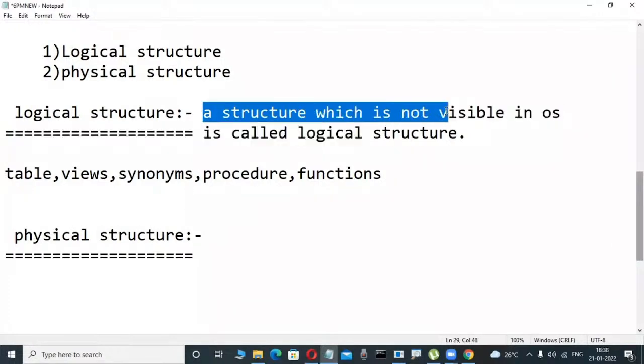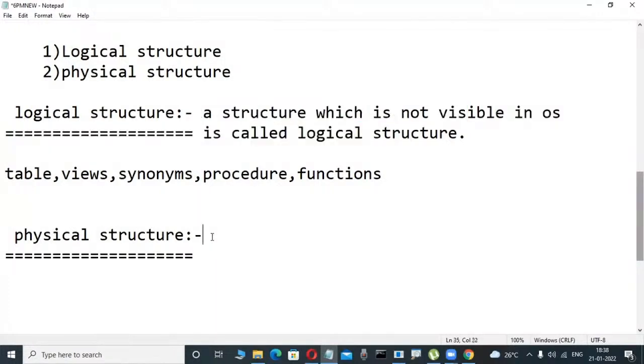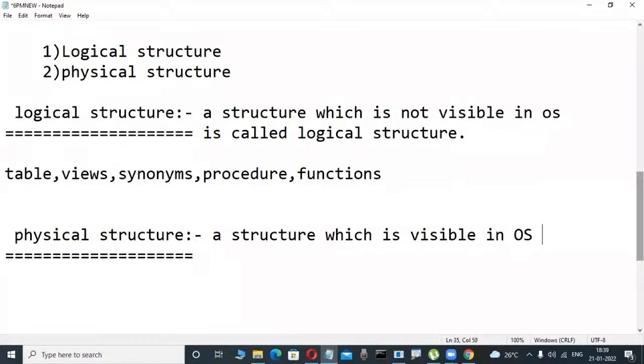A structure which is visible in the operating system. So now here, don't write it. Observe it here. A structure which is visible in the operating system, visible in the OS, is called a physical structure.